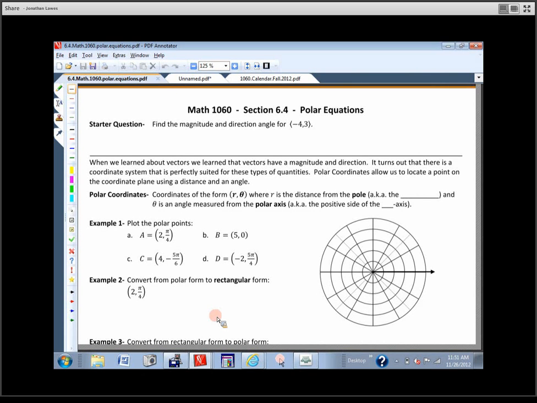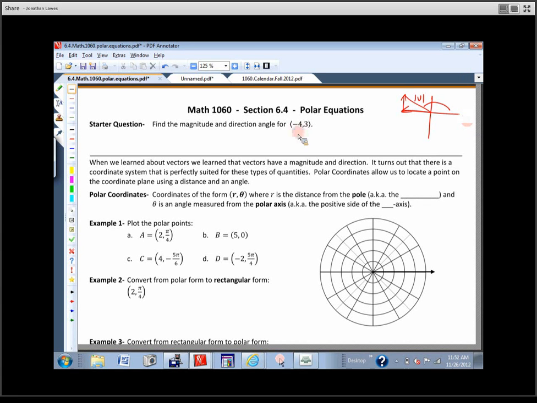It is very similar to some stuff that we've done before, so hopefully you can see the connections. So on the starter question, it says find the magnitude and the direction angle for the vector -4, 3. So that means if we were to sketch what this looks like, -4 would be in this direction, 3 would be in this direction. So we need to know how long this is. That's going to be our modulus, the magnitude of that vector. And then I need to know what that angle is from standard position.